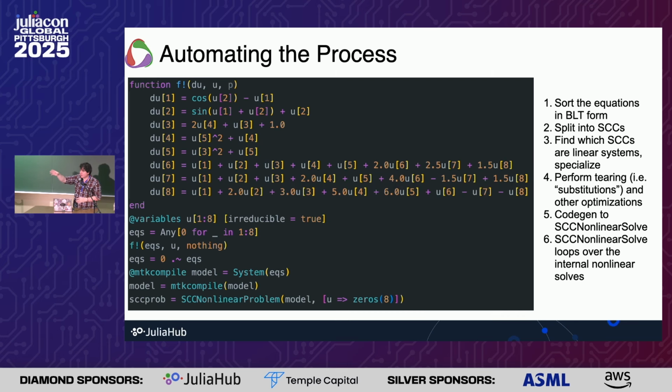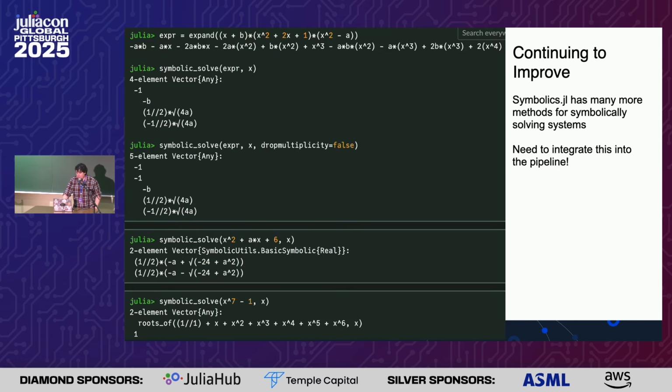So this has been a standard part of ModelingToolkit for a while, and we're continuing to improve it. As Aisha had mentioned, symbolics.jl now has a symbolic ODE solver, or a symbolic nonlinear solver. If you give it polynomial equations, it can try to find a symbolic solution. And so now we can start to say, let's cut this into little portions.